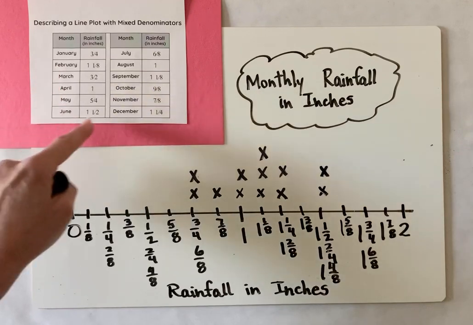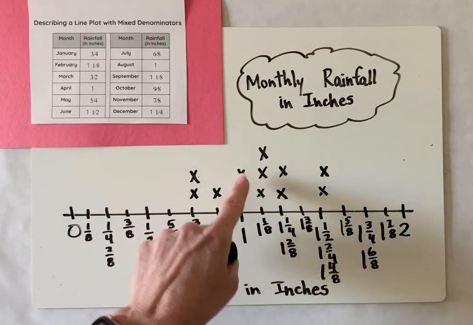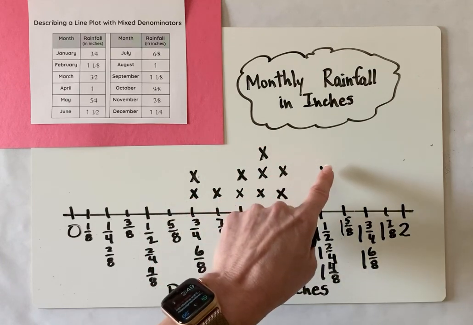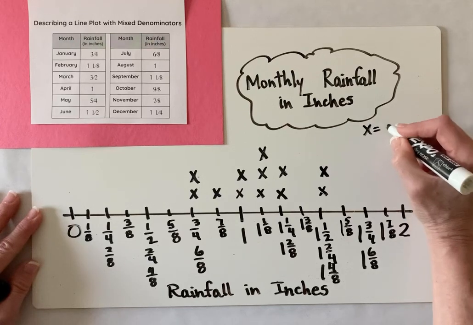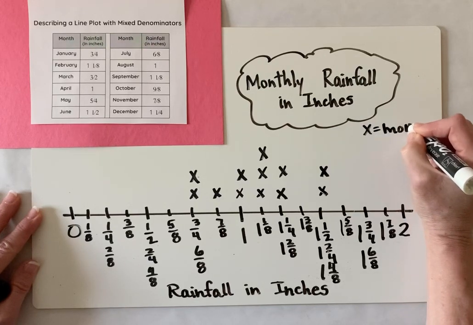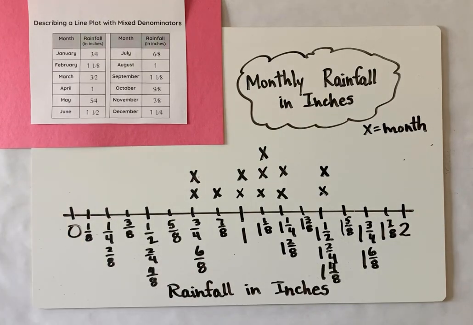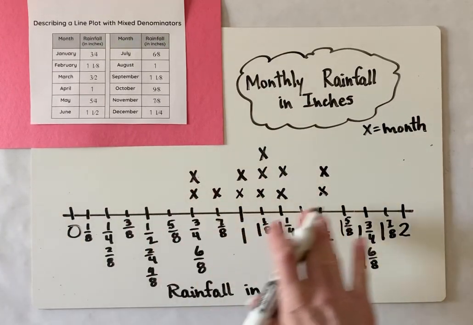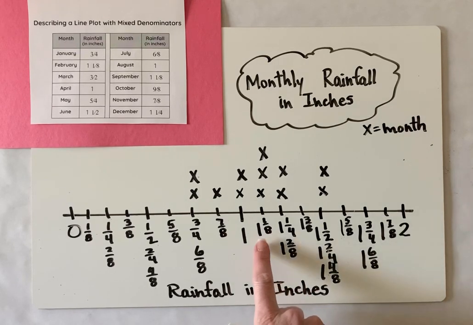So since we have 12 months, we should have 12 X's: 1, 2, 3, 4, 5, 6, 7, 8, 9, 10, 11, 12. So let's remember, and I'm just going to put a little note here, that an X equals a month. So let's talk a little bit about this line plot and what the X's tell us. So the most common amount of rainfall in inches is 1 1/8.